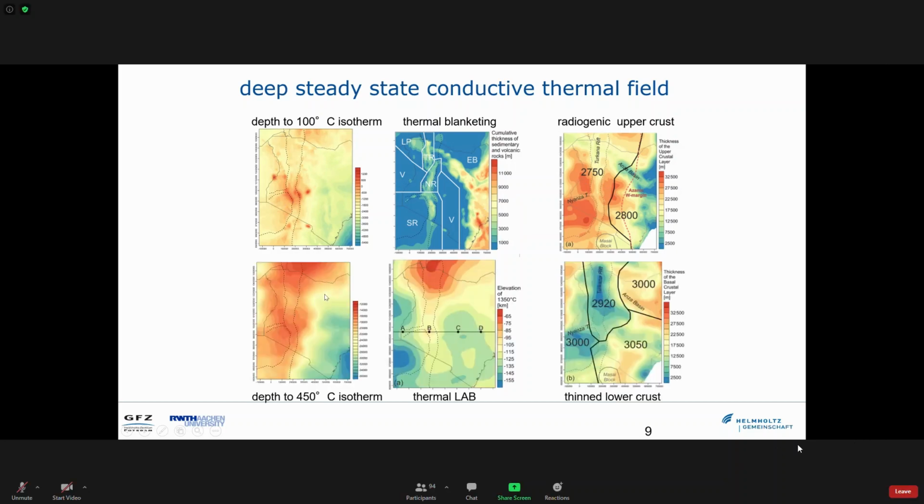If we look at the deeper isotherm, the 450-degree isotherm in such a model, we can see that here slowly we start to see the thermal lithosphere-asthenosphere boundary and the impingement of the mantle plume, but still we have this area that is hot, and that is not related to the thermal lithosphere-asthenosphere boundary alone, but it is related to this very thick radiogenic upper crust that can be up to 30 kilometers thick here. But we also see, if we look at the configuration, that we have a thinned lower crust. So this bluish area shows areas where the lower crust is almost gone, and the entire crust is composed of radiogenic upper crust.